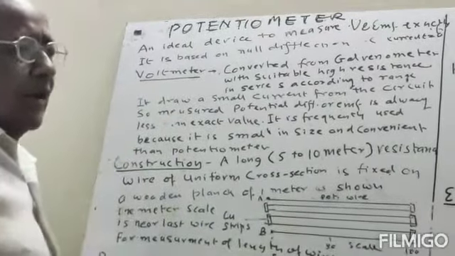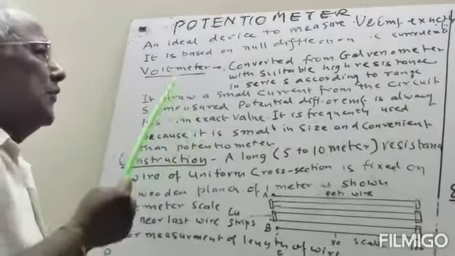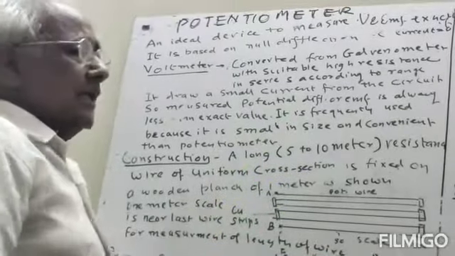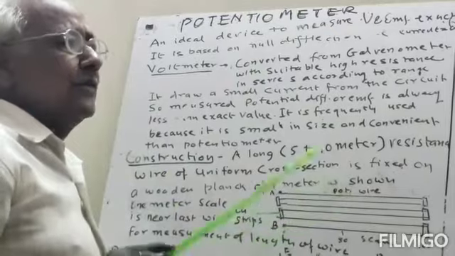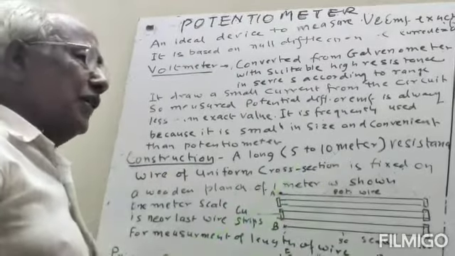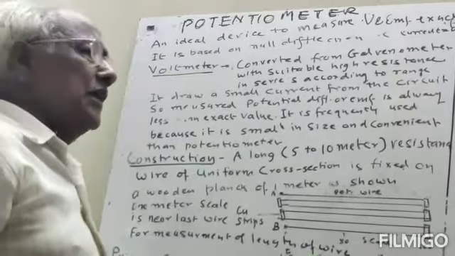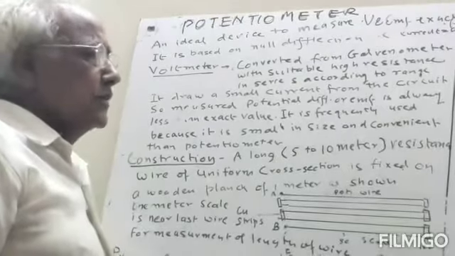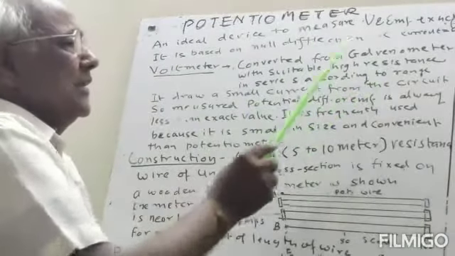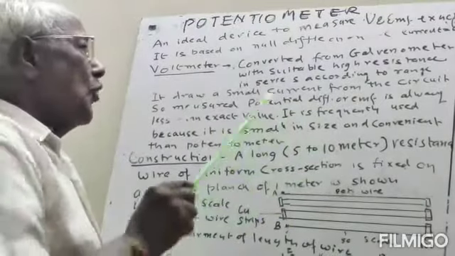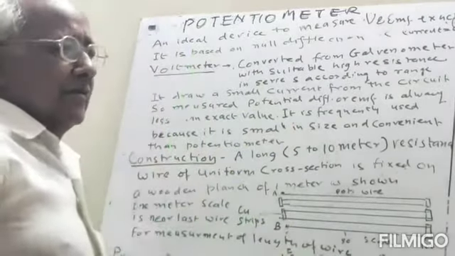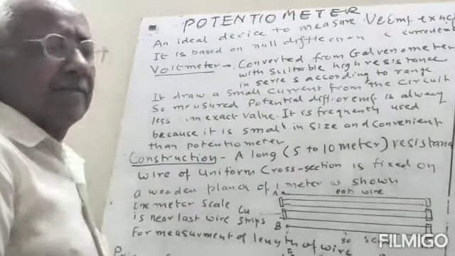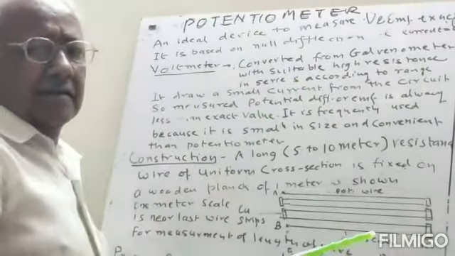Now, as we know, what is a voltmeter? A voltmeter is made by connecting a high resistance in series with a galvanometer. The value of the resistance depends on the range for which the voltmeter is to be used. So the high resistance is in series. When we connect the voltmeter across the terminals of a battery, it will take some current.